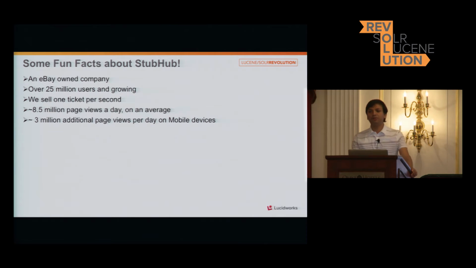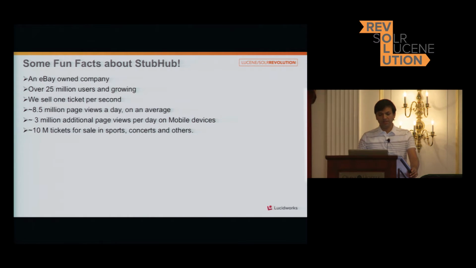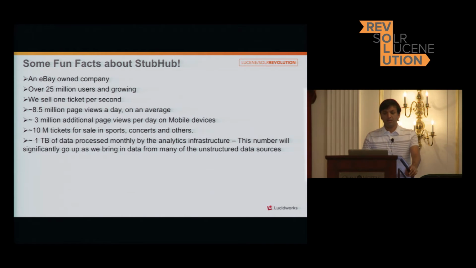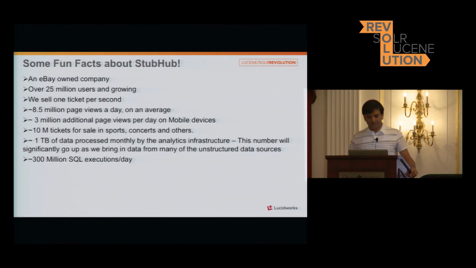So we have over 25 million users and still growing. We sell 1 ticket per second, with 8.5 million page views a day and 3 million additional page views on mobile. We are growing very strongly on mobile as well. We have 10 million active listings for sale in sports, concerts, and others like theater and festival tickets. We have approximately 1 terabyte of data processed monthly by analytics infrastructure, and this is going to grow more as we grow further. And 3 million sequence executions to serve these 11.5 million page views a day.